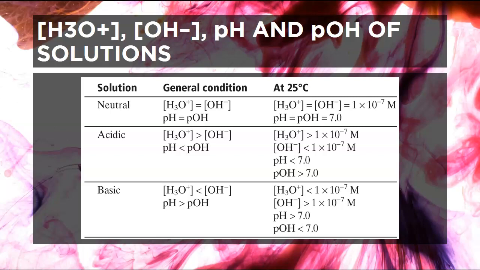So again, just a summary of everything. Neutral solutions, your pH is equal to the pOH. Acidic solutions, you're going to have a pH less than the pOH, so your concentration of hydronium ions is higher. For basic solutions, your concentration of hydroxides is higher, so you have a higher pH than the pOH. And these two add together to give you 14.